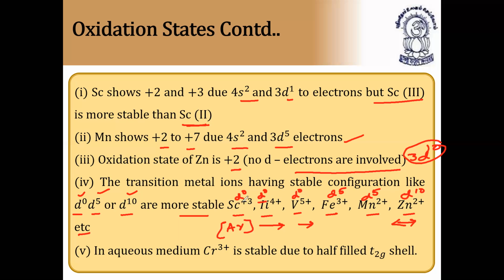Because if you remove 5 electrons, no electrons are present in the d orbital, and it has inert gas configuration, that is argon. In aqueous medium, chromium +3 is stable due to the half-filled t2g shell. What is this t2g shell? We'll discuss this in crystal field splitting energy. This topic we have in coordination chemistry, so in that case we'll be knowing it. At that time we'll have this discussion, chromium +3.